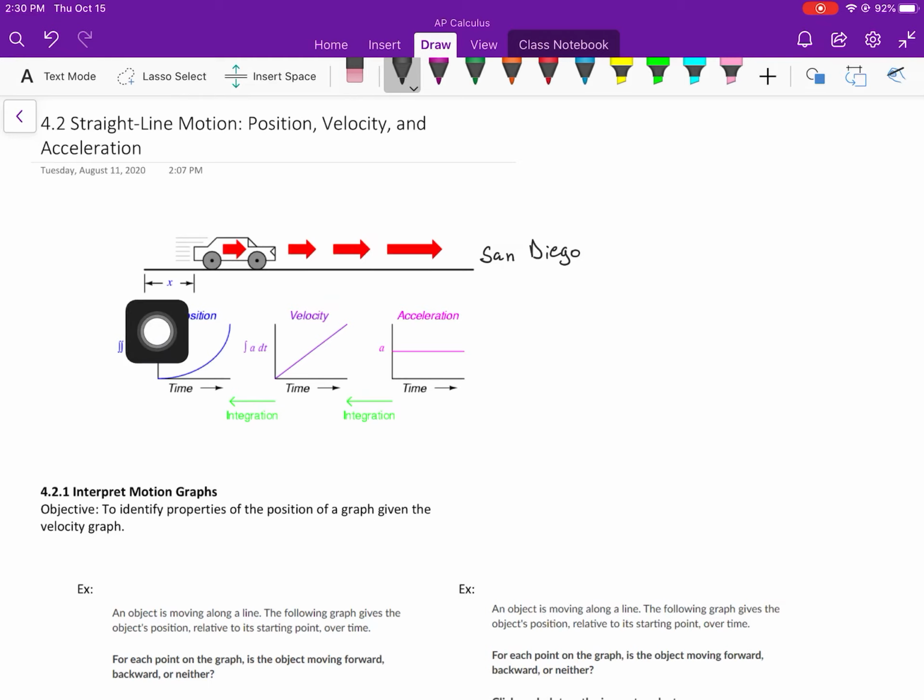And so let's say you're going to San Diego. Your position's where you're at. How many miles have you traveled? And let's just say your starting point was Holtville. If you're in the mountains, maybe you just started in the mountains, you're like 50 miles into the trip. That's position.